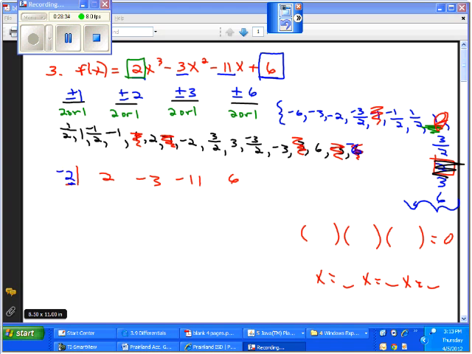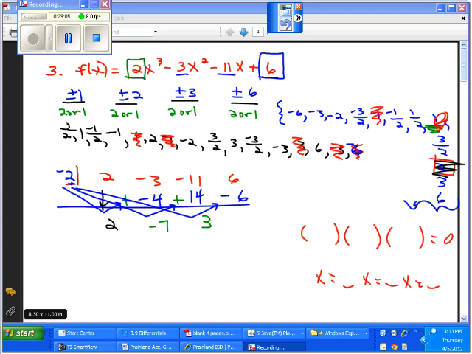And so we're going to try -2. We bring down the 2, and then we multiply: -2 times 2 is -4. Then we add, and we get a -7. Then we multiply, and we get a 14. Then we add, and we get a 3. Then we multiply, and we get a -6. Then we add, and we get a 0, and yippee, we got a 0.